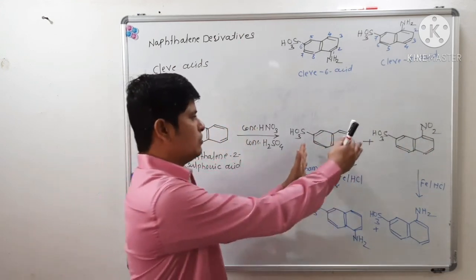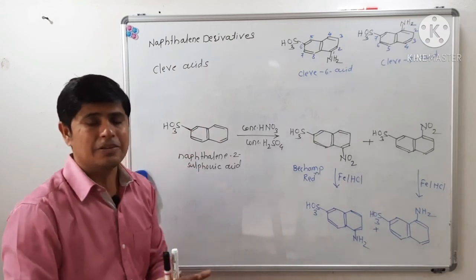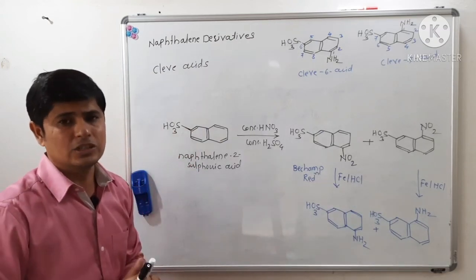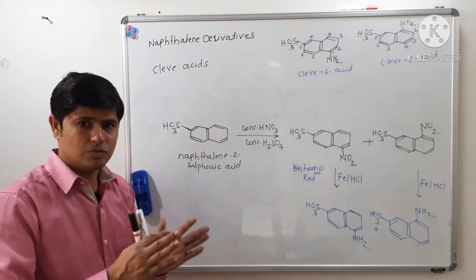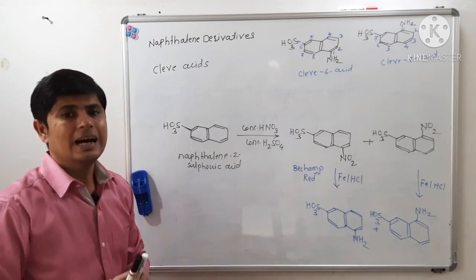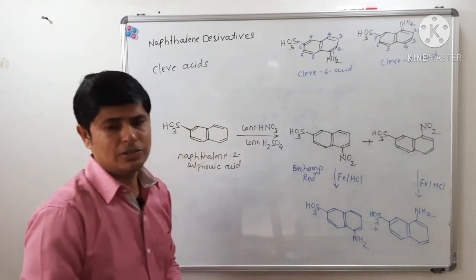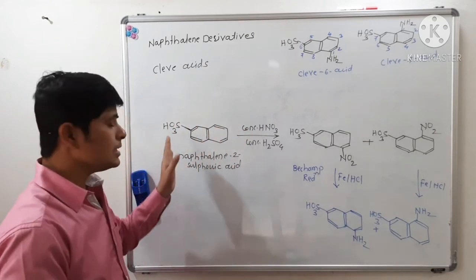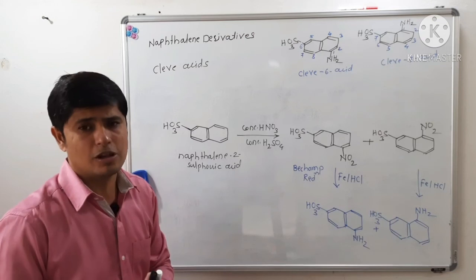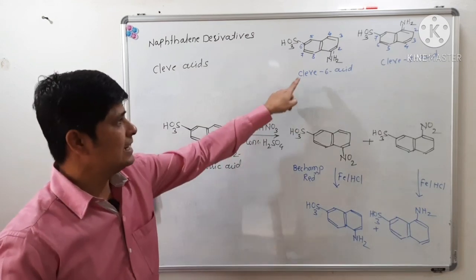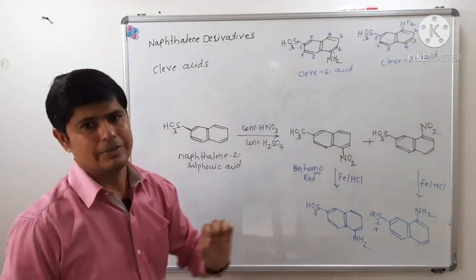So what will we get? We will get two nitro derivatives, and those nitro derivatives on reduction, Bechamp reduction, that is with iron and hydrochloric acid, give the corresponding amino derivatives of 2-naphthol sulfonic acid, and those are Cleve 6 acid and Cleve 7 acid.